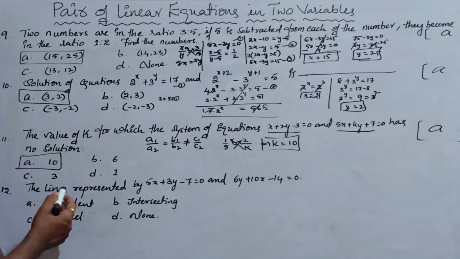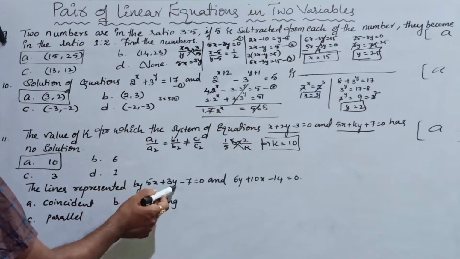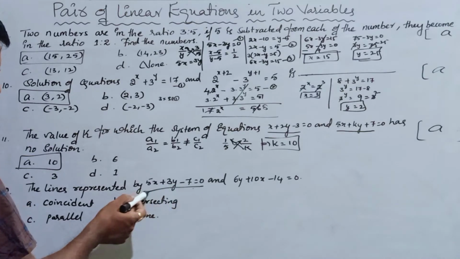Next question. The lines represented by 5x plus 3y minus 7 is equal to 0.